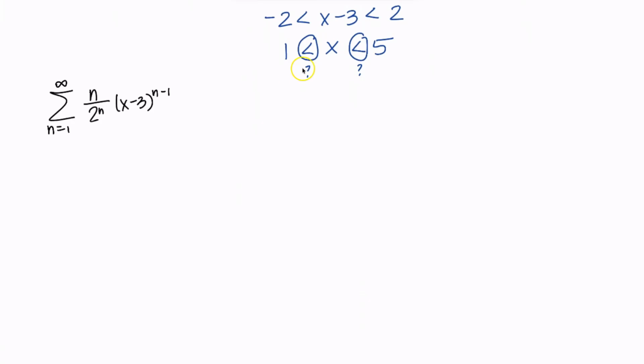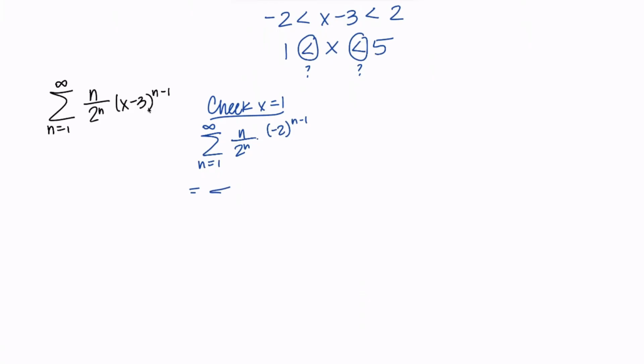So we're going to make some more space. Here with that original power series, let's go ahead and attempt to check what happens when x is equal to 1. So if I replace this x right here with a 1, then I'm going to end up with the series, the sum of n equals 1 to infinity, n over 2 to the n. And then 1 minus 3 is -2. So I'm going to have -2 to the n minus 1.